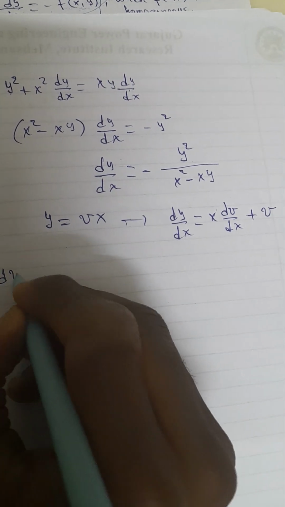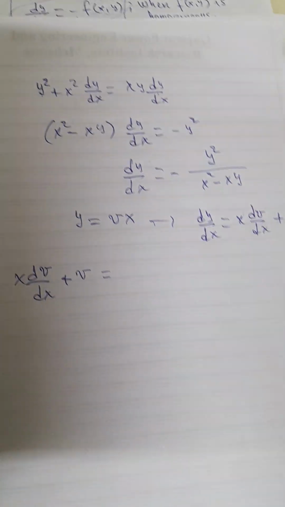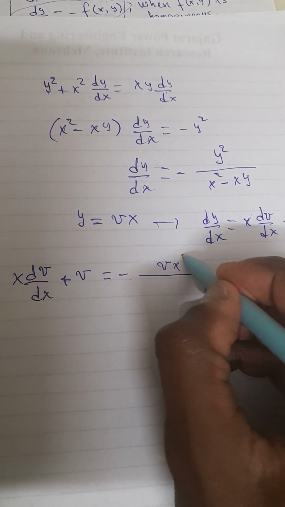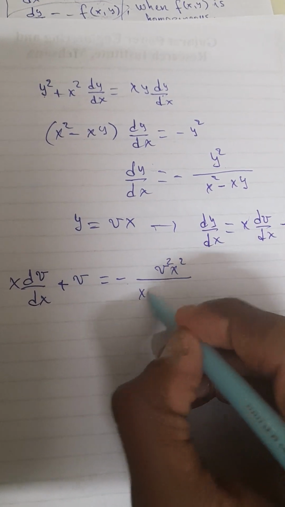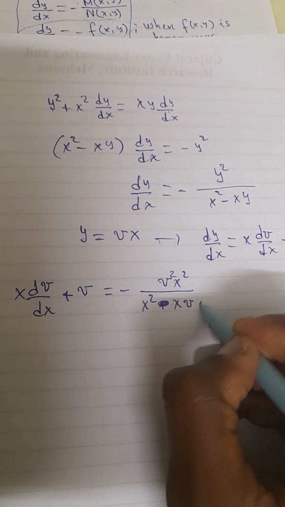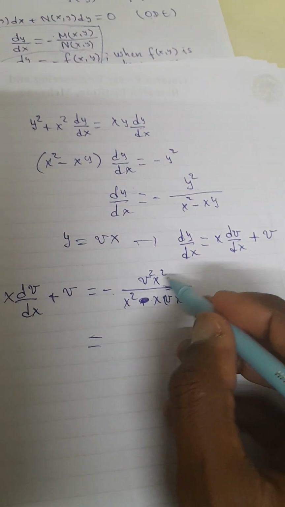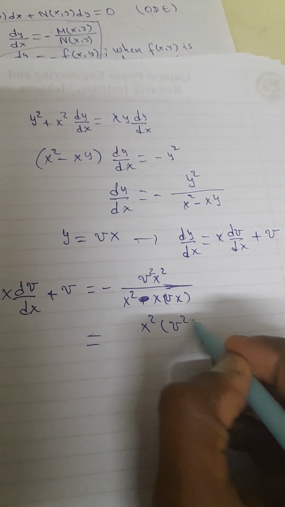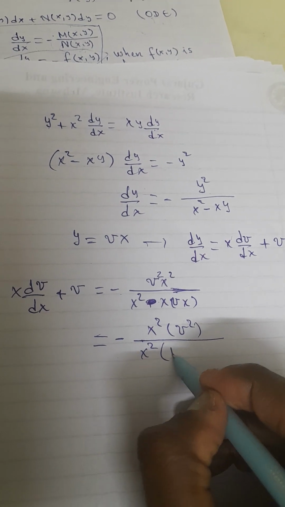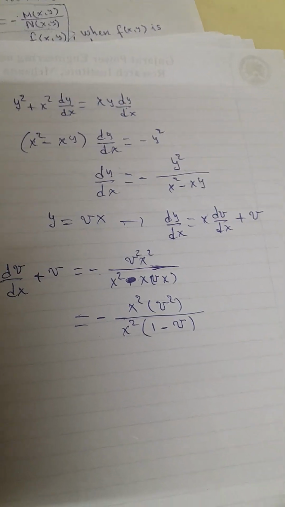You get x dv/dx plus v is equal to minus, here I got (vx) squared all upon x squared, plus, minus x times vx. If you see this, you can take common x squared here, it will be 1 minus v, just like this. This will be the way.